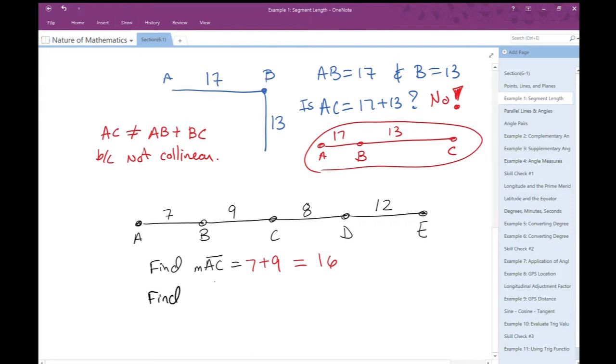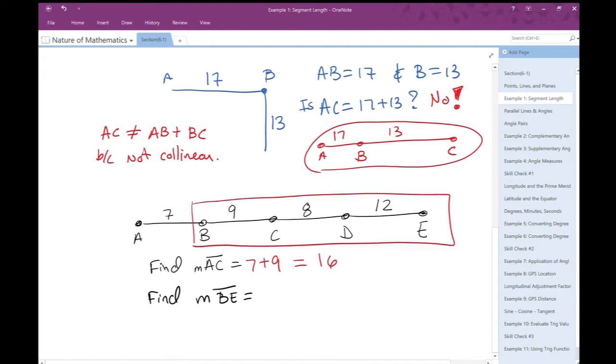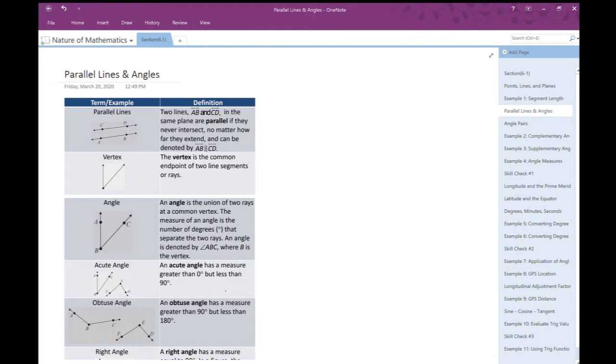What if I said find the measurement of BE? Once again, you would say starting from B, going all the way to E, all of these segments are connected. We can see that their measurements are talking about non-overlapping segments. 9 represents from B to C, 8 from C to D, 12 from D to E. Again, they're collinear, non-overlapping, and they're connected. So we can say that BE is 9 plus 8 plus 12, which is 29. Okay, so those are some examples of when we can and when we cannot use the segment addition postulate.